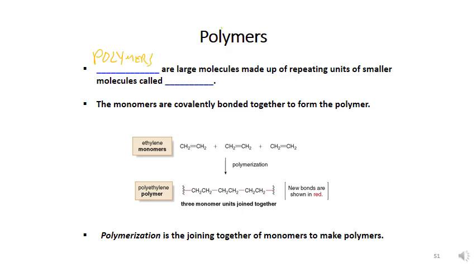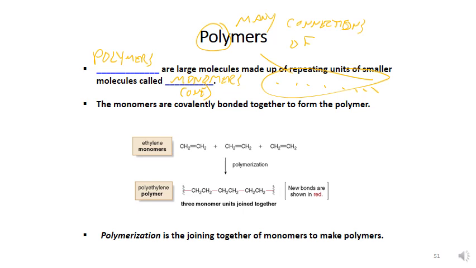polymers are poly, meaning many, connections of little pieces of monomers. Mono means one. So a single piece is a monomer, and whenever we connect a bunch of monomers, we make a polymer. Okay, so monomers are covalently bonded to form the polymer, so they attach.